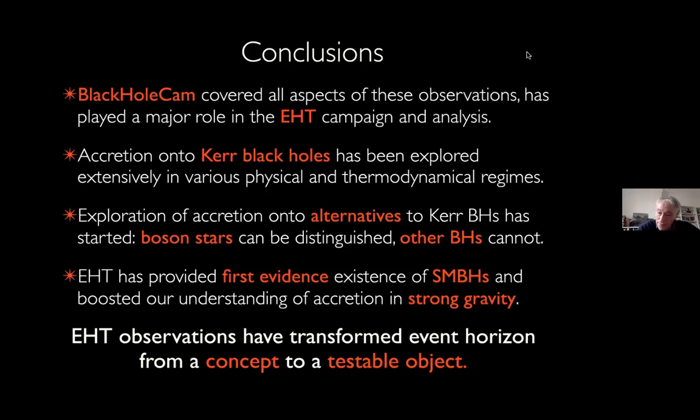And then my question is, it's very clear that the Event Horizon Telescope has provided wonderful results. And as you've said, it really transformed the event horizon from a concept to a testable object. The question I have is, what are the next steps to go deeper and provide more observational evidence to distinguish between the different models that you showed?